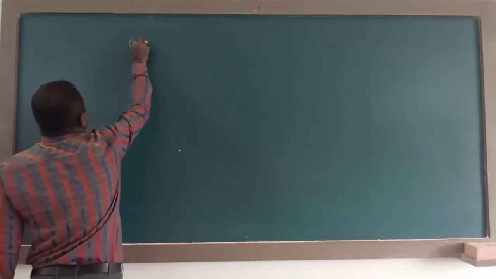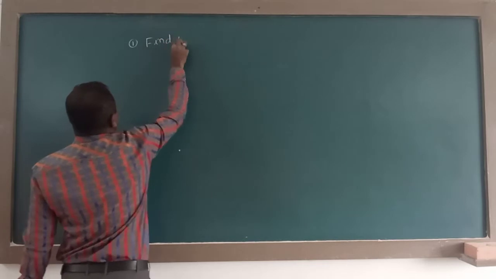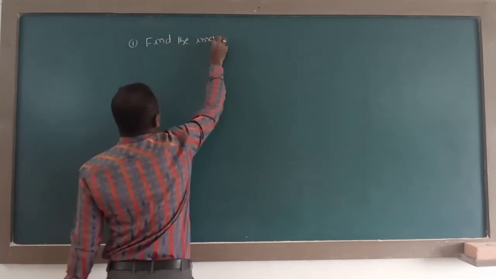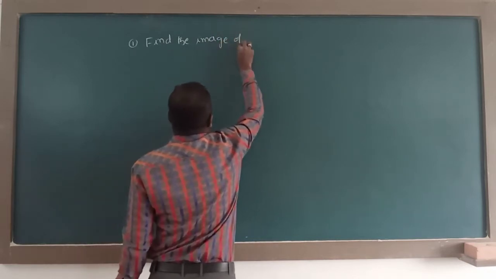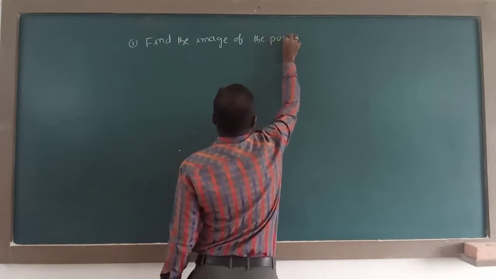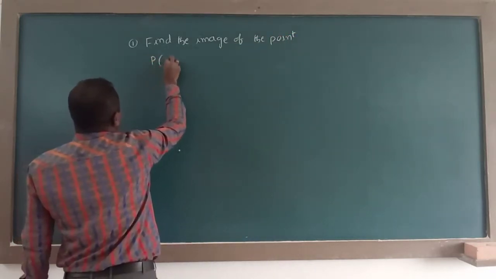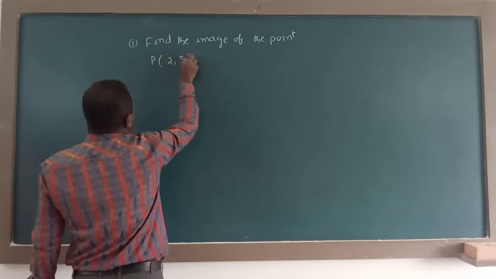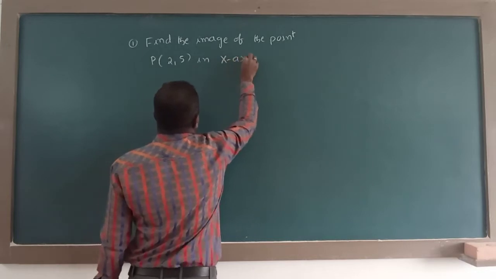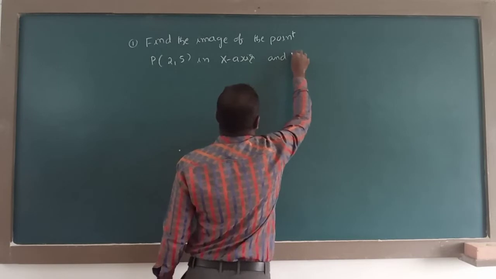First one: find the image of the point P(2, 5) in the x-axis and y-axis.